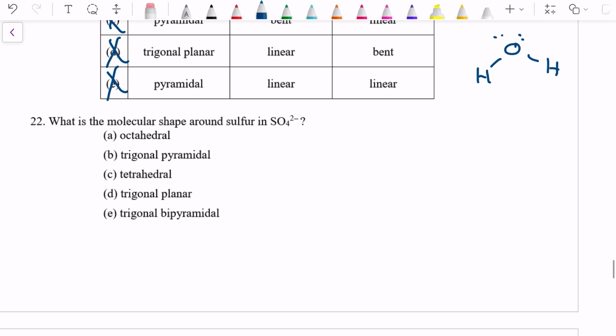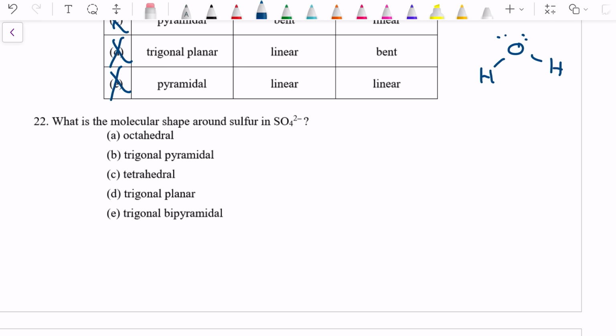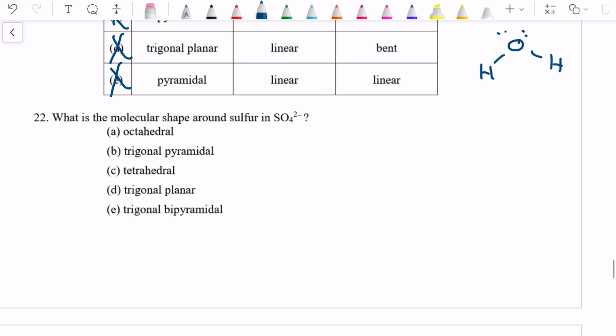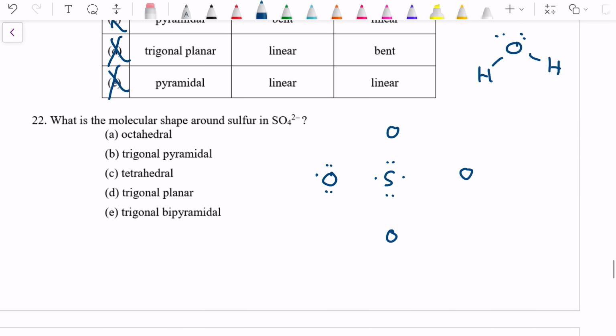21B. 22. What is the molecular shape around sulfur in sulfate? Okay, so sulfur is right under oxygen on the periodic table. It has 6 valence electrons, and there are 4 oxygens here that are bonded to it. Oxygen also has, wait, that's 7. Oxygen also has 6 valence electrons.